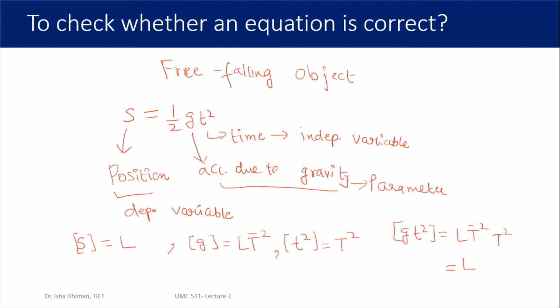which is same as the dimension of the left hand side. So since the dimension of the left and right hand side is the same, therefore this equation is dimensionally correct. So this equation I can now call an example of a dimensionally correct equation. Now let's make certain changes in this equation.